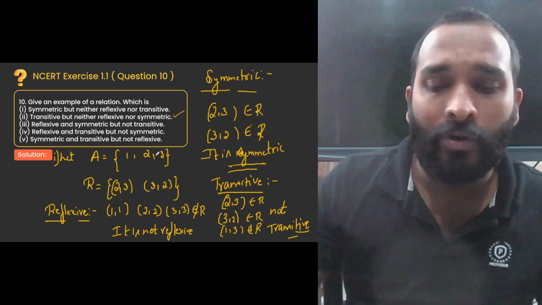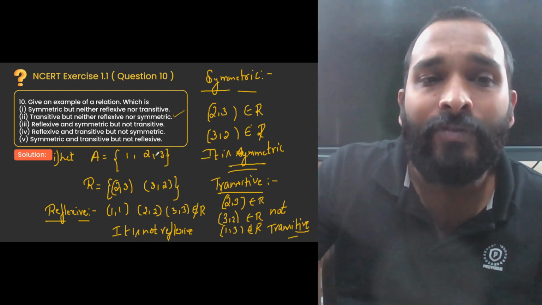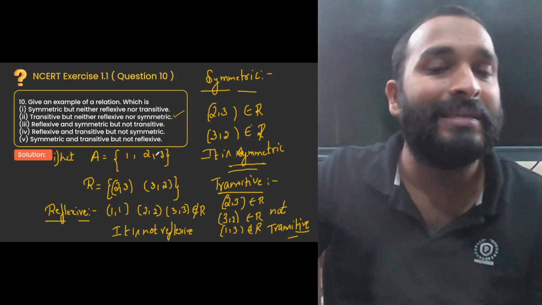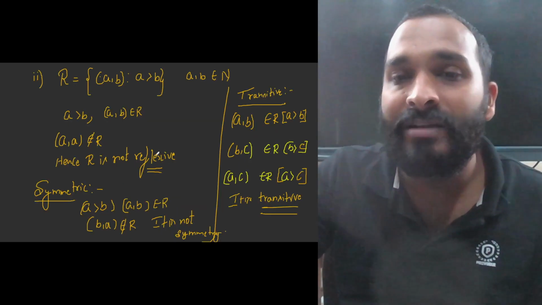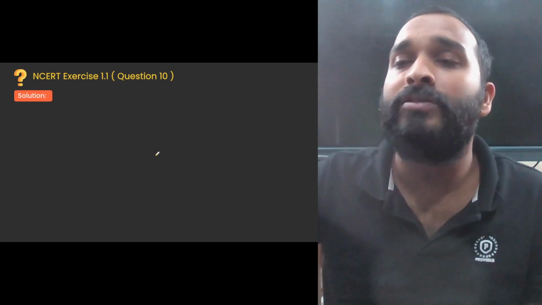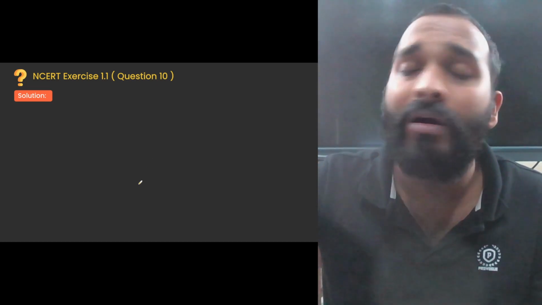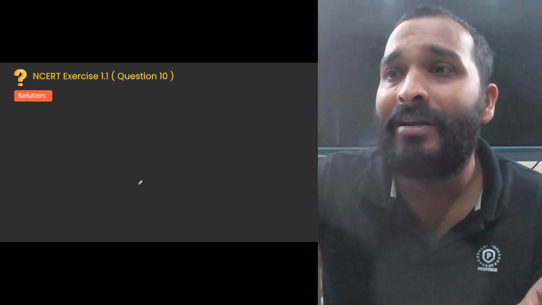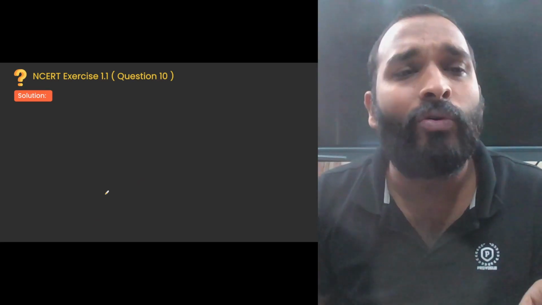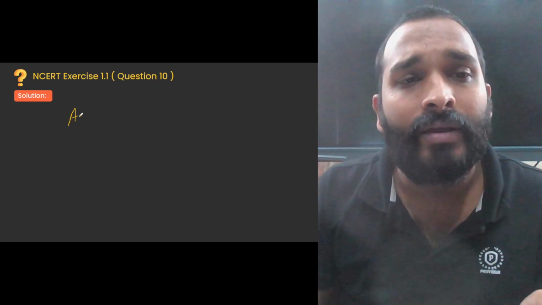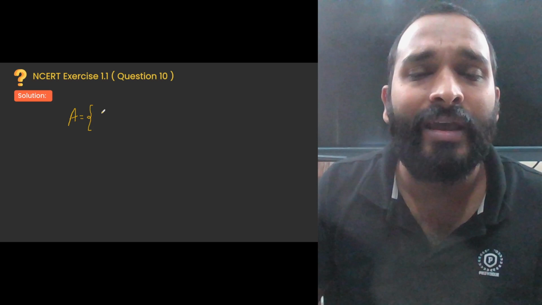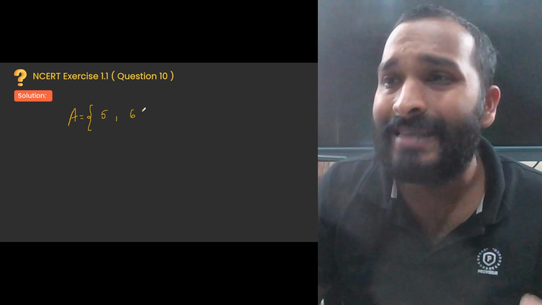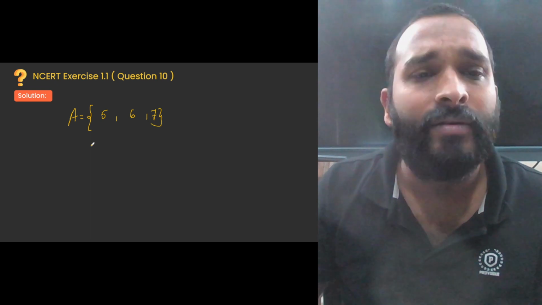Now let us try to solve the third sub question. Reflexive and symmetric, but not transitive. It should be reflexive and it should be symmetric, but it should not be transitive. So let us try to solve this case now. Just observe here children. Let me tell you what you are going to take. Let me take A as a set. So let us take a set A which contains the elements 5, 6, 7, like I've taken in the first question.